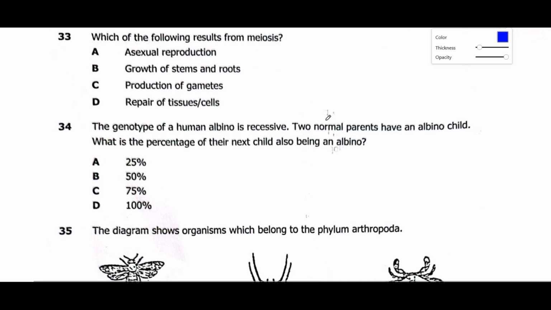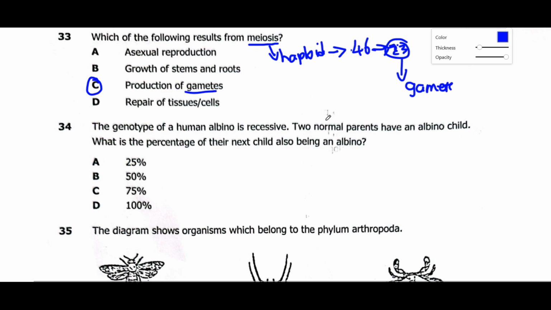33. Which of the following results from meiosis? So meiosis gives us what we call the haploid. The haploid is half of the number of 46 chromosomes, which is 23. And cells with 23 are the gametes, or the sex cells. So meiosis deals with the production of gametes, because the gametes have the haploid number of chromosomes.